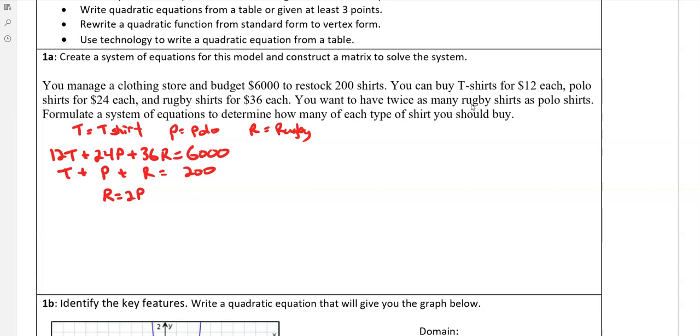But to set this up in a matrix, though, if I wanted to set up a matrix over here, the first thing I would need to do is I need to line them up. Like over here, I'm going to make my matrix. It needs to be T, and then P, and then R inside your matrix. Every formula needs to be in the same order. Equals your constant C over here.